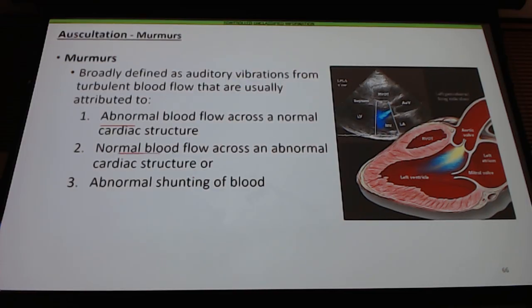You could hear normal blood flow across an abnormal cardiac structure, so an abnormal heart valve, or you're hearing abnormal shunting of blood. So this would be like your ventricular septal defect, where you have blood flowing from the left ventricle into the right ventricle. So that would be an abnormal shunting present.